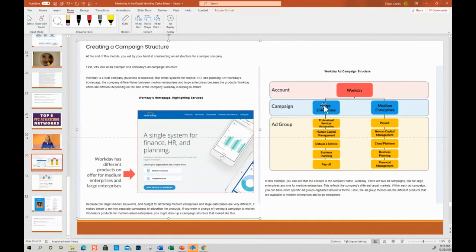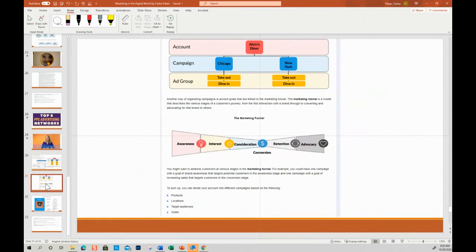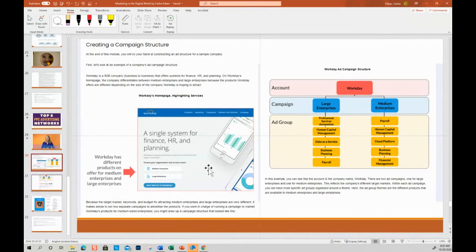Kind of like the company, so they decided to do the campaign by target group. So they have two big customer target groups, large businesses and small businesses. And then the ad group, for each service, they have a different ad group. Okay, so this is an example of how to create a campaign structure. Now, campaign structures can be created in many different ways. Okay, so for example, this was two big targets.